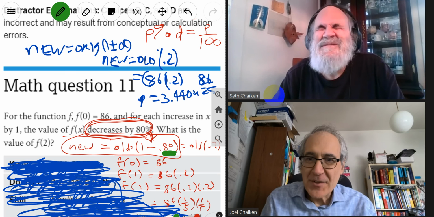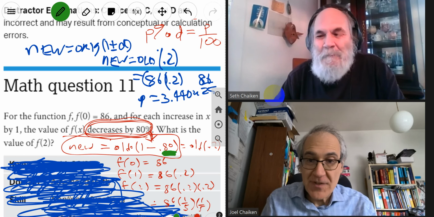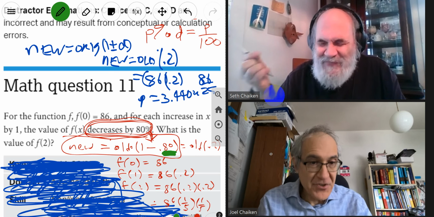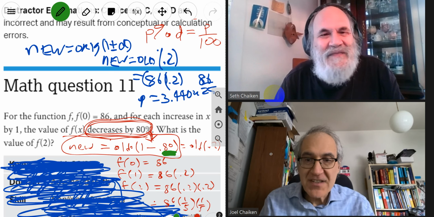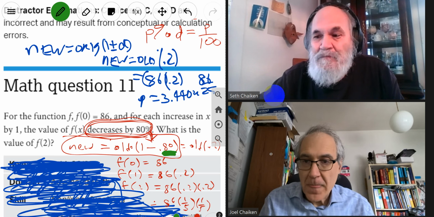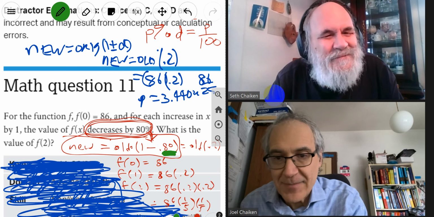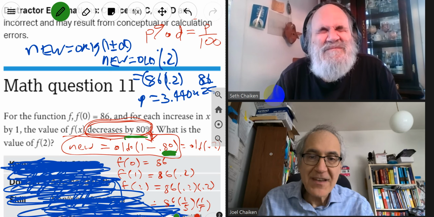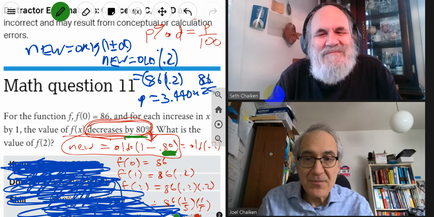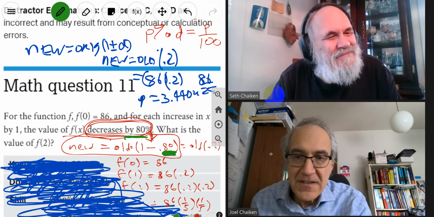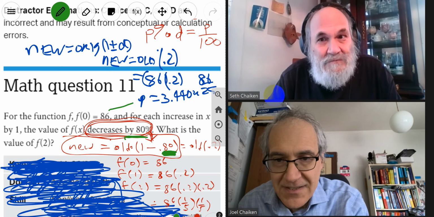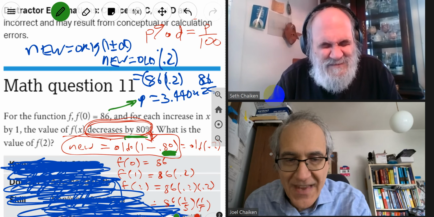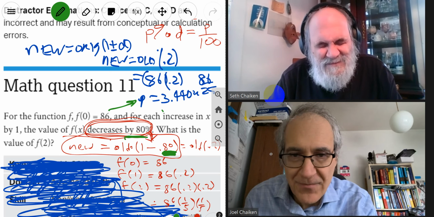And the other thing you should do with percent problems, if you have time, is ask yourself, does the answer make sense? If something goes down by 80%, it goes down by a lot. And if it goes down by 80%, a lot, then you're basically left with nothing at the end. So it makes sense that if you start with 86 and it goes down by a lot, and then a lot again, you're only left with 3.44.